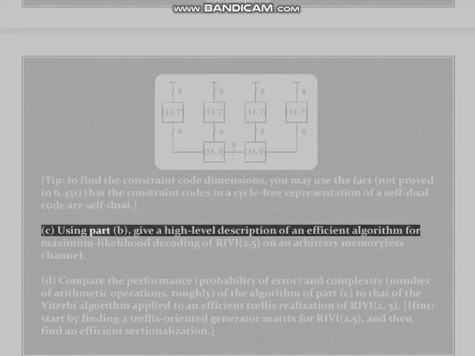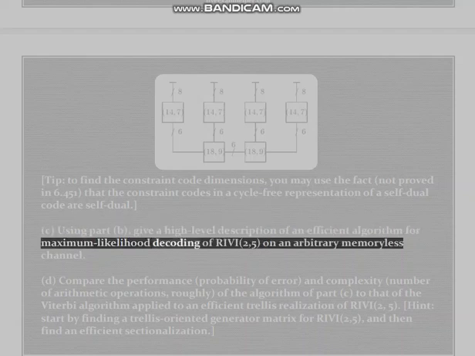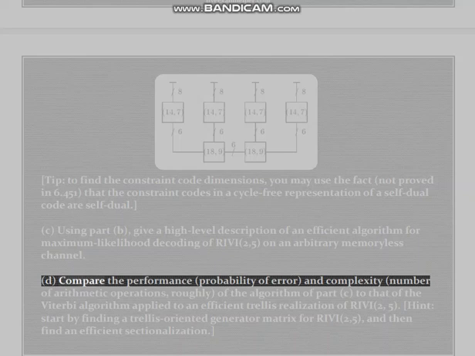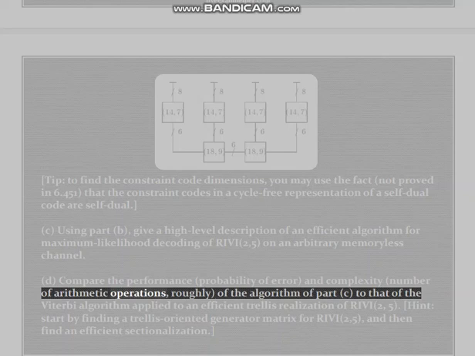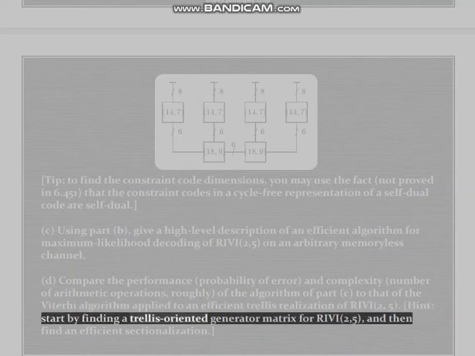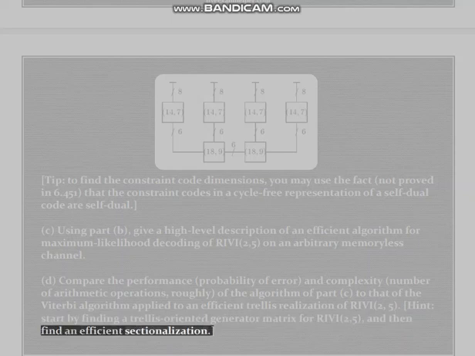C. Using part B, give a high-level description of an efficient algorithm for maximum likelihood decoding of RM(2,5) on an arbitrary memoryless channel. D. Compare the performance (probability of error) and complexity (number of arithmetic operations), roughly, of the algorithm of part C to that of the Viterbi algorithm applied to an efficient trellis realization of RM(2,5). Hint: start by finding a trellis-oriented generator matrix for RM(2,5), and then find an efficient sectionalization.